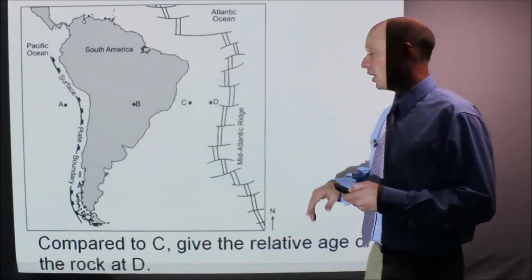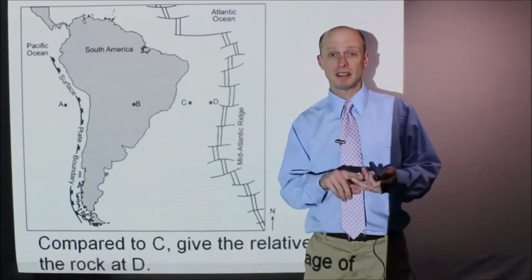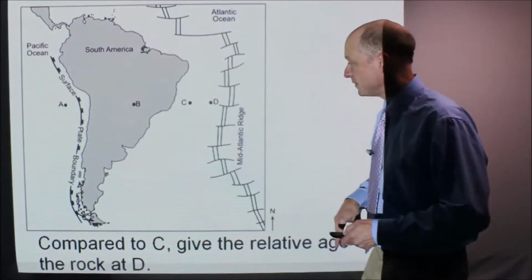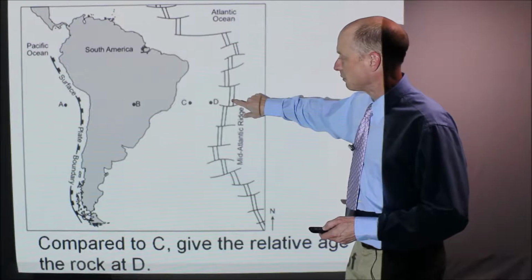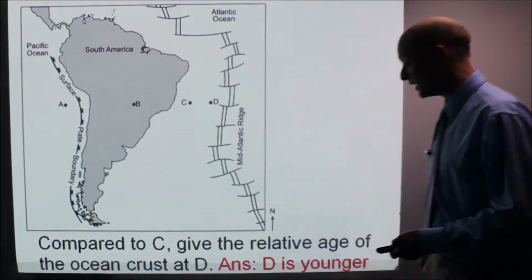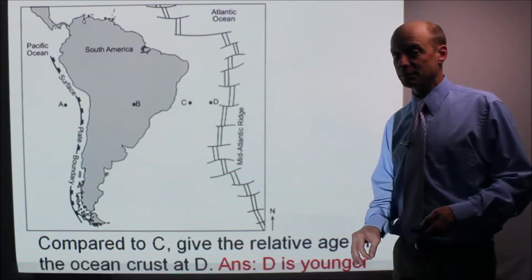Okay? Compared to rock C, give the relative age of the rock at D. First, relative age means like compared to. So it's going to be older, younger, or the same age. Now, also know, new rock is formed at these divergent plate boundaries, the Mid-Atlantic Ridge. So as you go this way, the rock gets older. As you go this way, the rock gets older. Therefore, the rock at D is younger than at C.